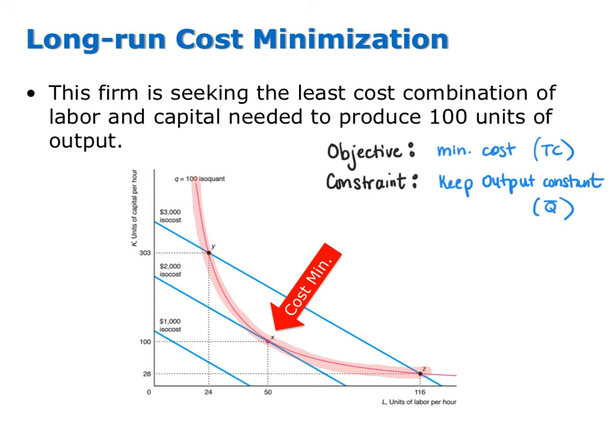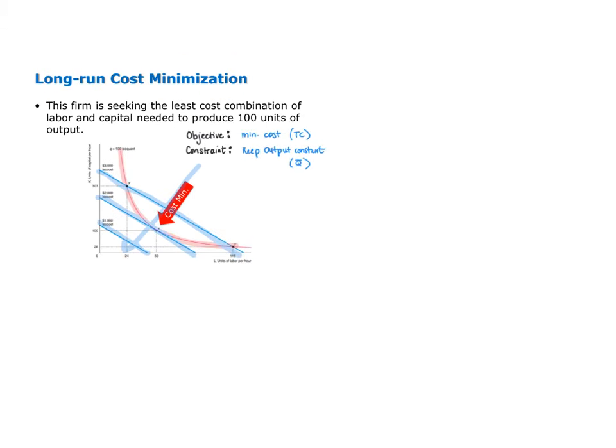But the constraint is that there's one isoquant curve the firm has to be on, and then the objective is to find the lowest of the possible isocost lines. So we're moving to the lowest isocost line while staying on the same isoquant curve. Now, this is exactly the opposite problem that we looked at in consumer theory. We call this the dual problem.